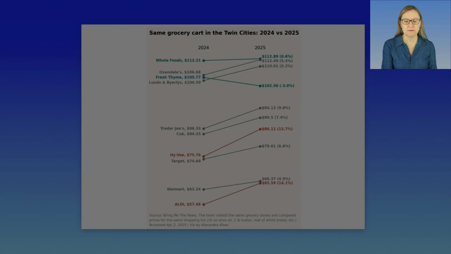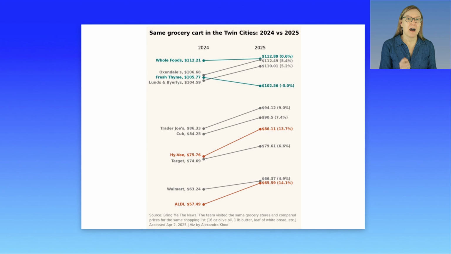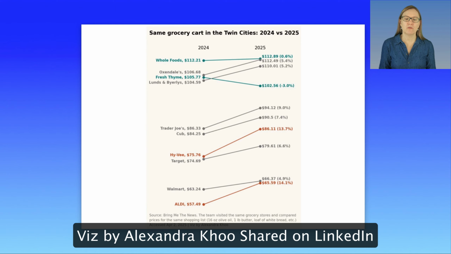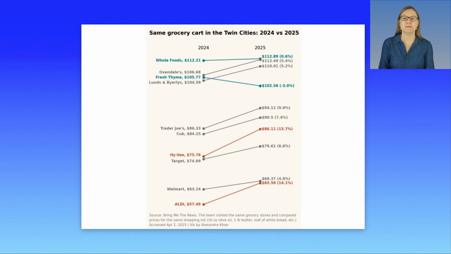Again, I come from a science and engineering background, but what people were making were actually graphs that are a slope type of graph. I know that now, and I'd like to show you a really great example of one. This is one that was posted by Alexandra Koo, and I love this graph. I think it is such a great example of a good use of a slope graph. You can see this is comparing grocery cart prices from 2024 to 2025 and comparing different types of grocery stores and how the price has changed.